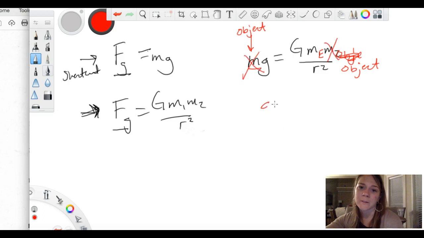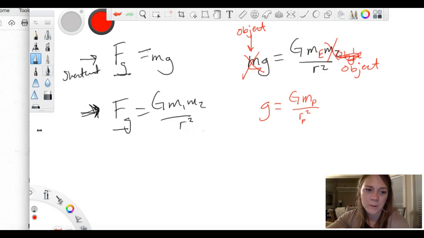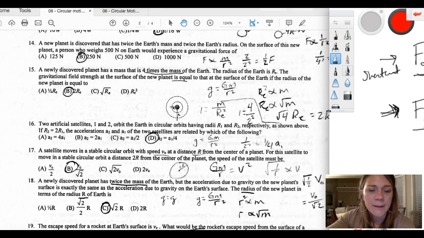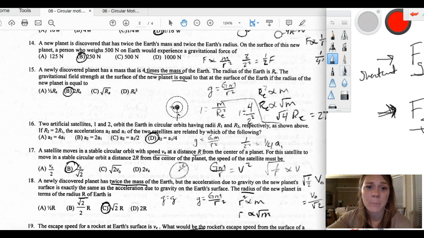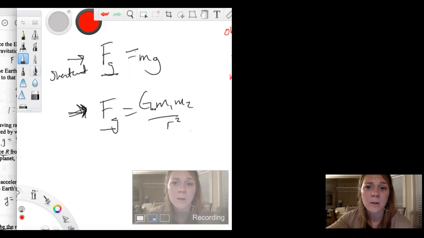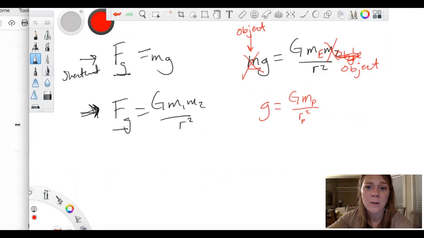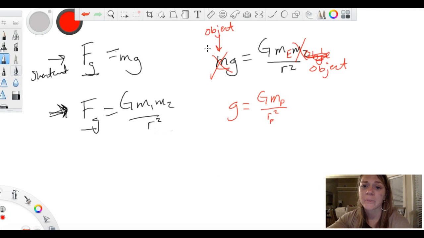So then we get a simplification. The gravitational field strength on the surface of any planet is equal to big G times the mass of the planet divided by the radius of the planet squared. So now let's go back to what the question asked. It has, number 15, 4 times the mass of the Earth, and its gravitational field strength is equal to Earth, but they want to know what the radius of that new planet has to be in order for the gravitational field strengths to be the same.